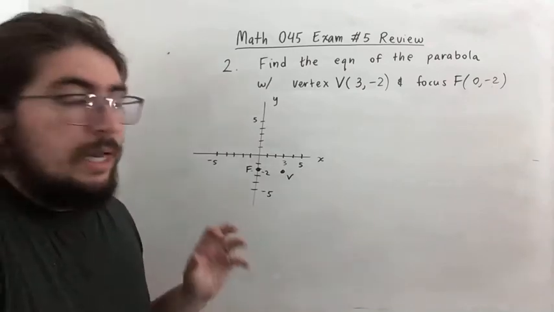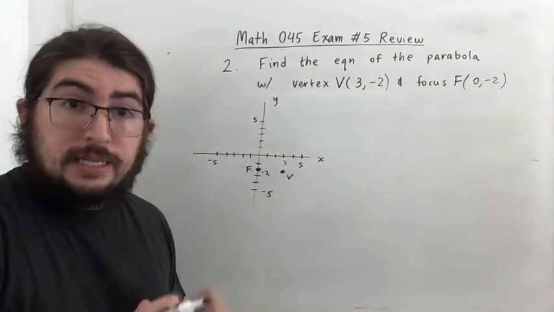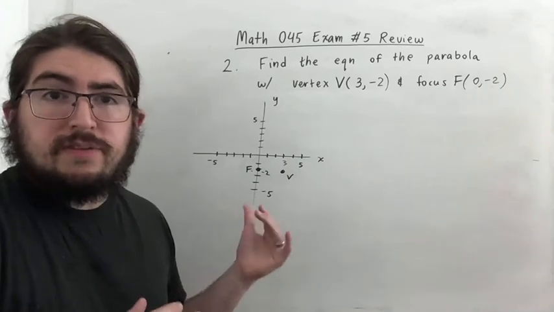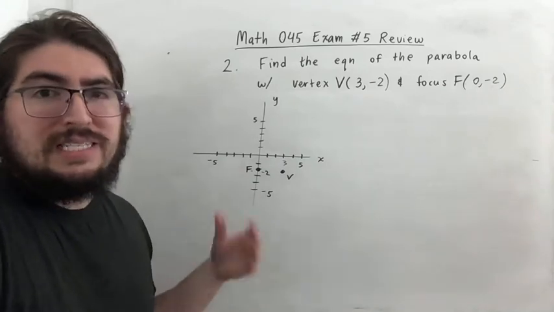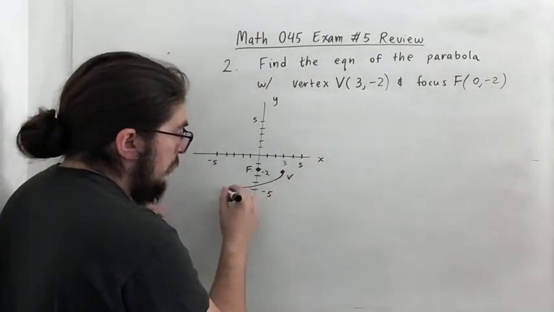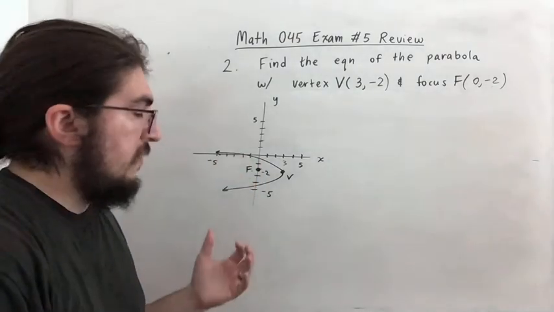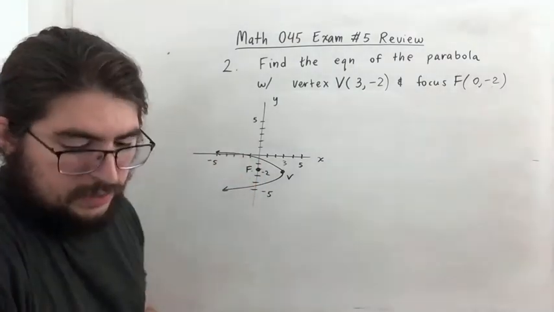Okay. Now, what do we know about parabolas? Well, we know parabolas open from the vertex. They stem from the vertex and open in the direction of the focus. The focus is in the interior of the parabola. So this must open like this. It must open to the left. Perfect.